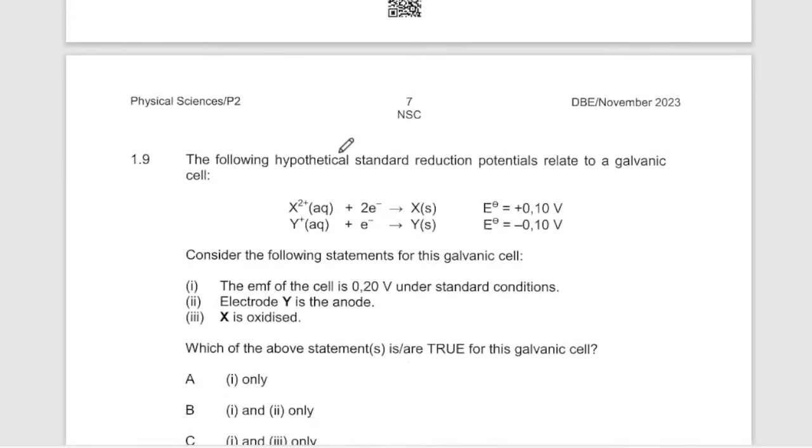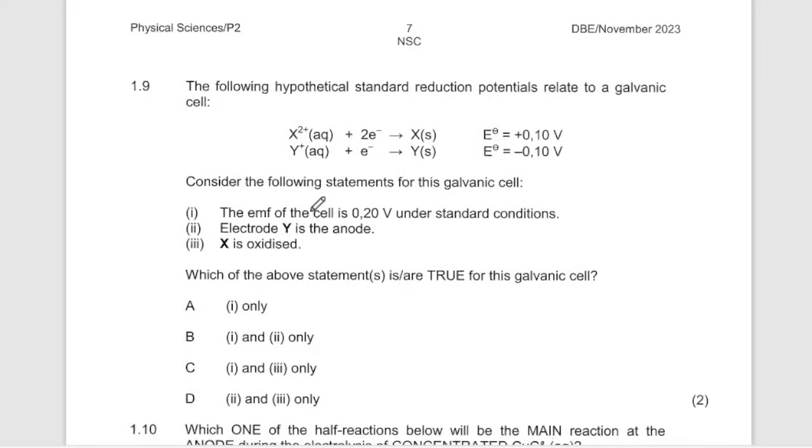Then we go to 1.9. What are they saying here? The following hypothetical statement: standard reduction potentials relate to a galvanic cell. You have this, it gives you this. You have this, it gives you this. Consider a statement in the galvanic cell. The EMF of the cell is equal to 20. Standard condition. If you have this minus this, then it gives you the voltage, or EMF.